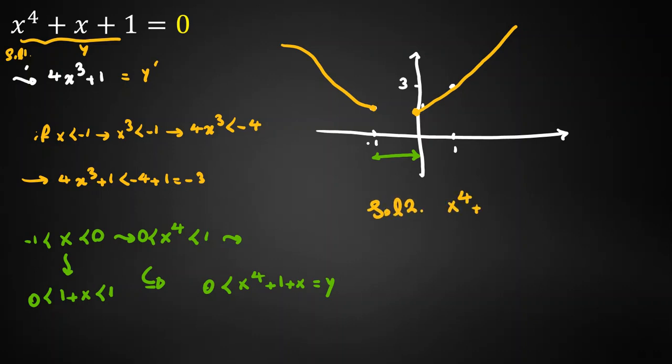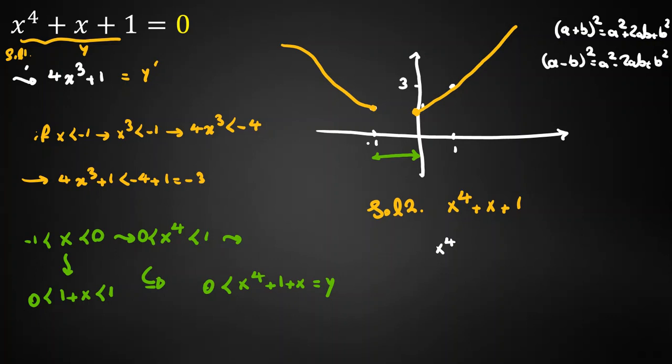You say x to the 4 plus x plus 1. Okay, so let's write it as a perfect sum of some squares. You should know these two identities: a plus b squared equals a squared plus 2ab plus b squared, and also a minus b squared is a squared minus 2ab plus b squared. Okay, here you say x to the 4 minus x squared over 2, then half of x squared. X squared over 2 will be cancelled, plus 2x.